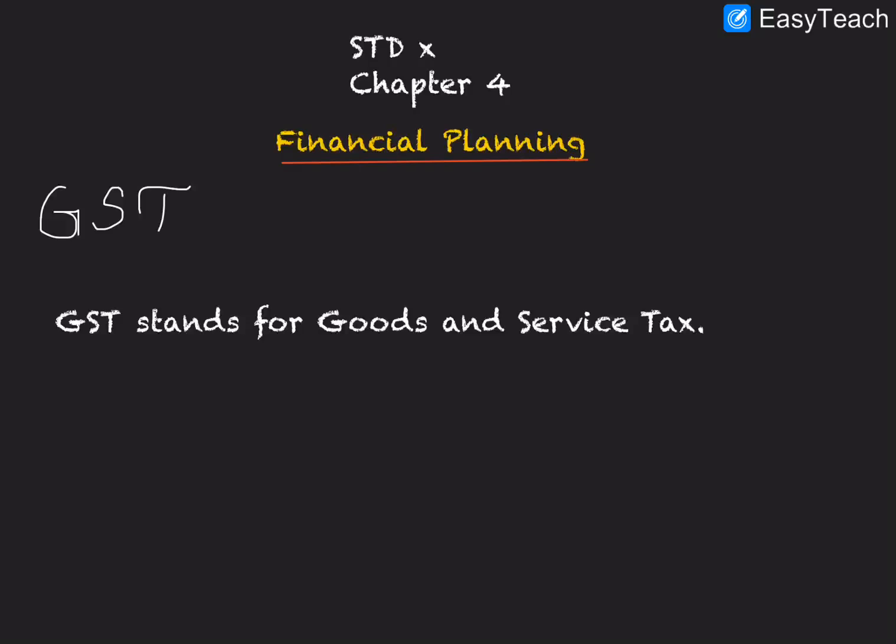Today in standard 10 algebra we are going to discuss chapter 4. Chapter name is financial planning. In this chapter we are going to discuss financial planning, that means taxes, amounts, discounts, total amounts and GST. The main topic in this chapter is GST.